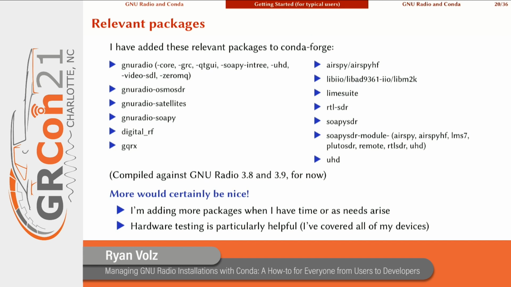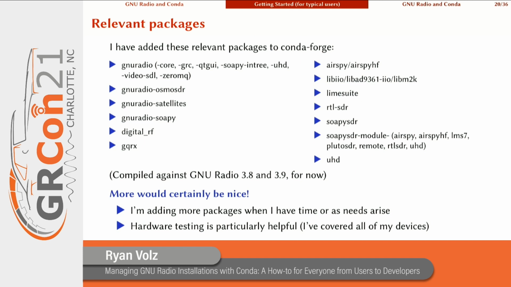And there's GQRX for exploring the spectrum. And then a bunch of packages for hardware support. So that includes the AirSpy devices, libiio and the Pluto device, LimeSuite for the LimeSDR devices, RTL-SDR, Ettus UHD devices, and the SoapySDR modules that support all of those.